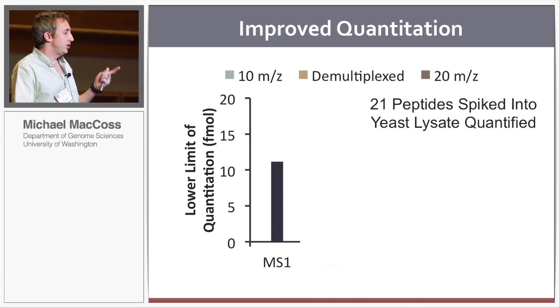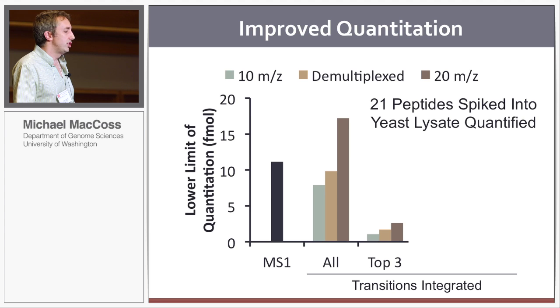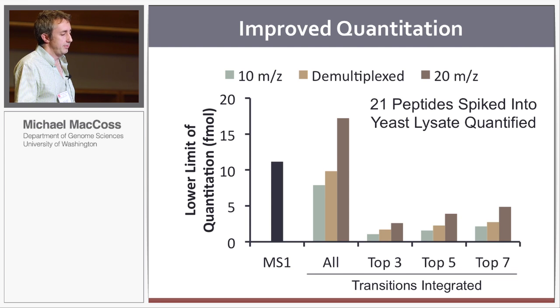One last thing to show you: here's the MS1 data, the lower limit of quantitation for 21 peptides spiked into a lysate. When you do MS/MS at 10 m/z wide isolation windows using all the fragment ions, you get a certain lower limit of quantitation, and with the demultiplexing, you get very close to the 10 m/z wide specificity. With 20 m/z, you have nowhere near that lower limit of quantitation. When you just use the top 3 ions, you get much lower limits of quantitation, largely because there's less interference. Again, the demultiplexed data is very similar to the 10 m/z data, but much better than the 20 m/z data, and the same thing with the top 5 and the top 7.